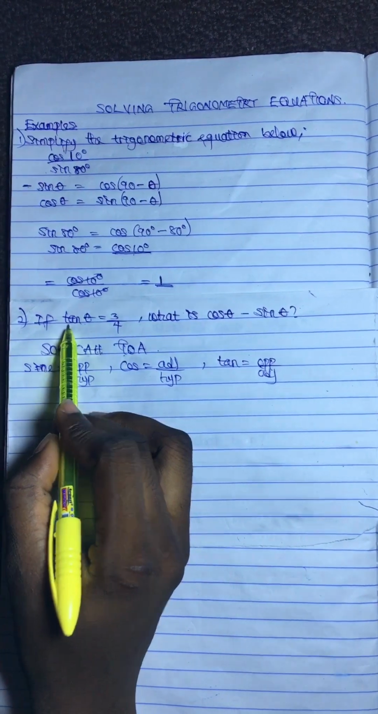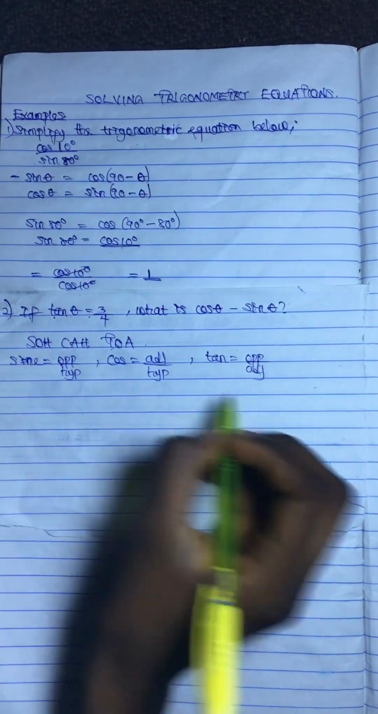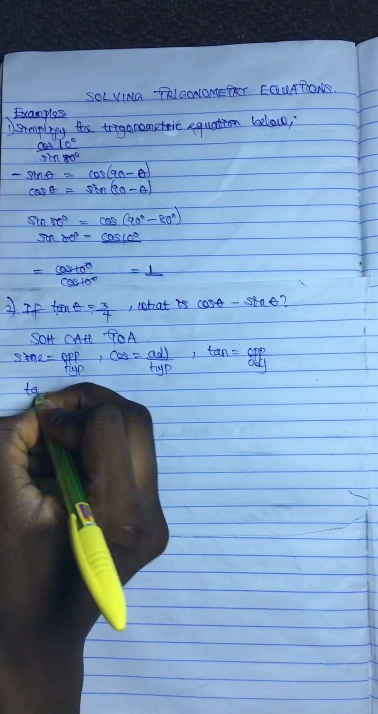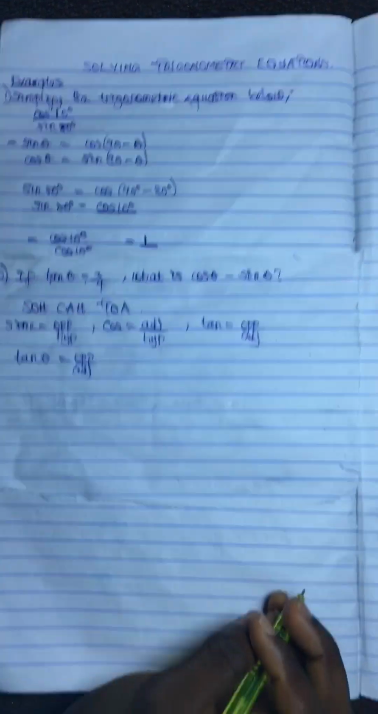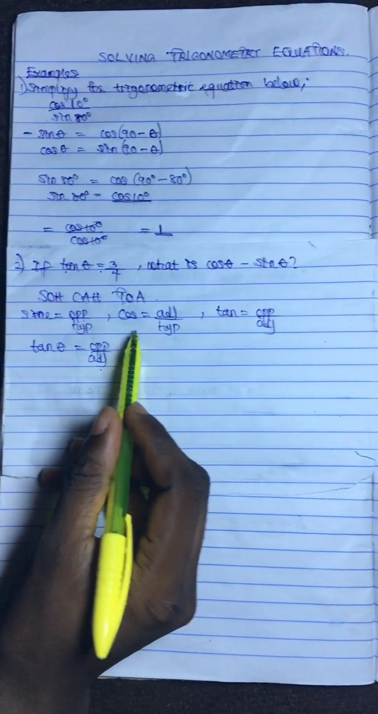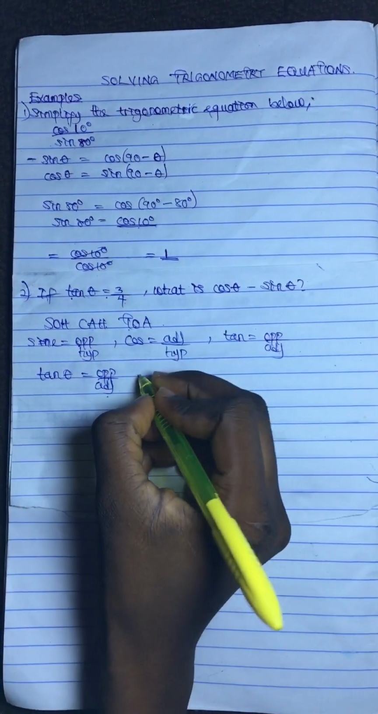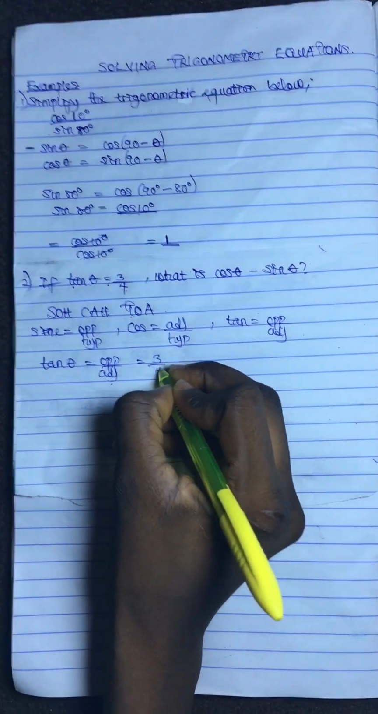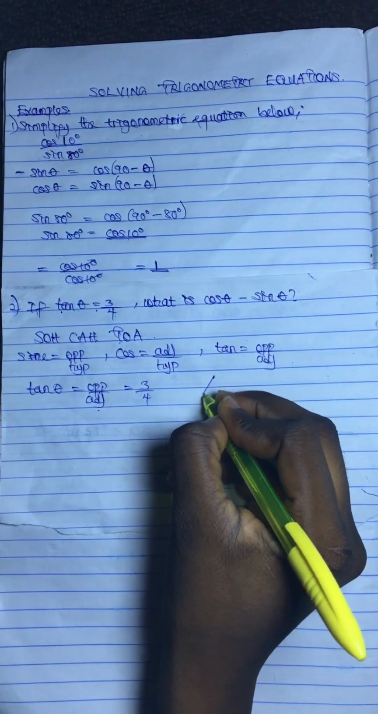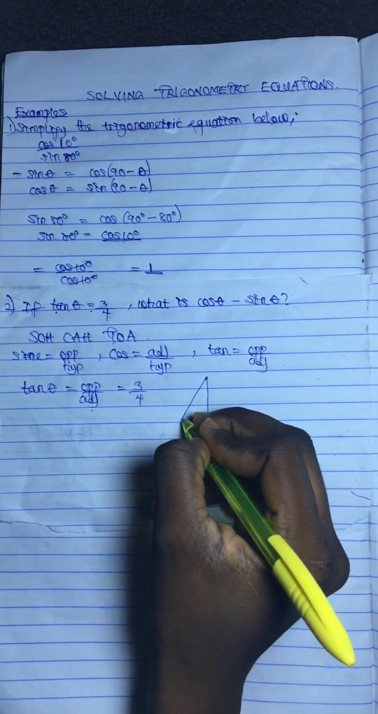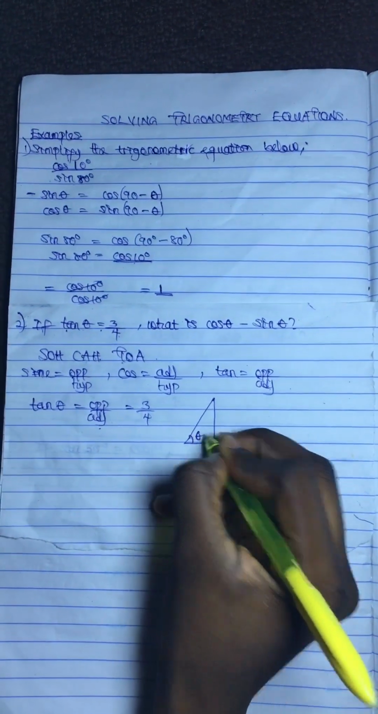So here we are dealing with tangent, that is tan theta. Tan theta equals opposite over adjacent. If tan theta equals opposite over adjacent, our values of opposite and adjacent will be 3 and 4 respectively. So opposite is 3 while adjacent is 4. So let's draw out our triangle. We have a triangle like this, that is a right angle triangle, and let's say we have our theta here. We don't know the value of our theta.